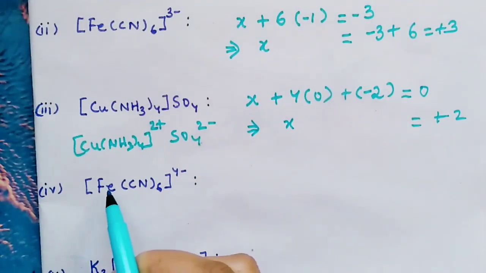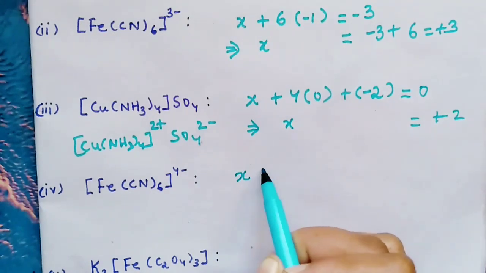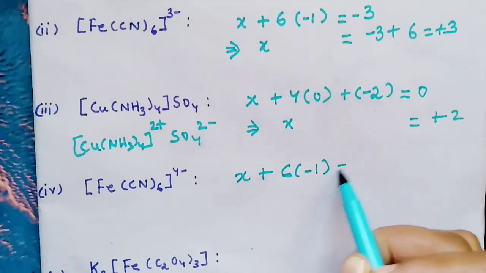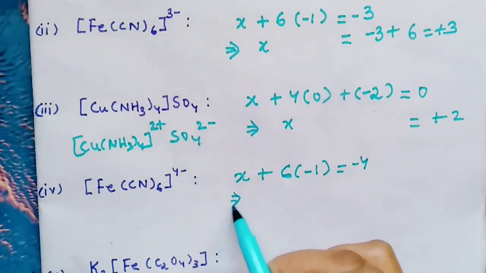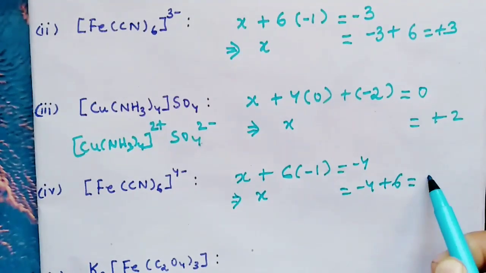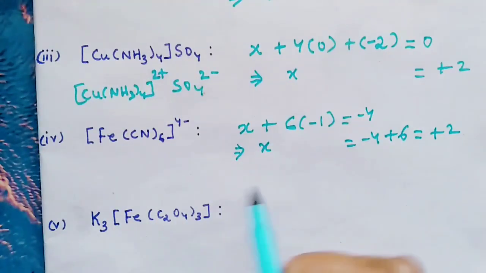Now here we want to find for this one, so let that one be X. 6 into minus 1. Equate it to minus 4. So what would be your X? Minus 4 plus 6 would be how much? Plus 2.